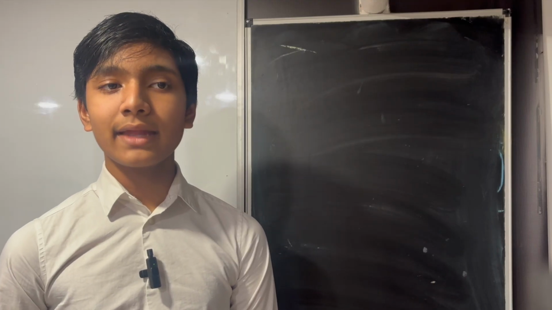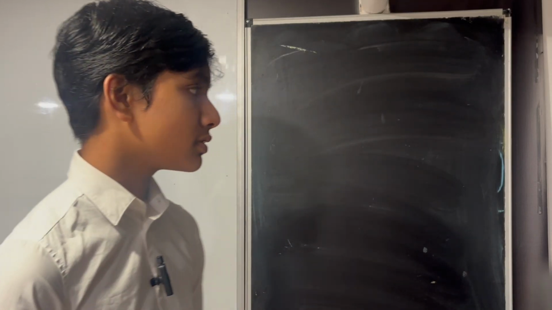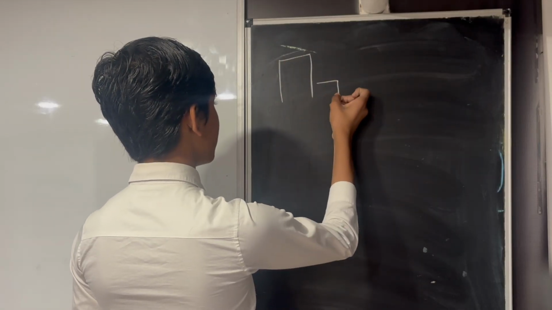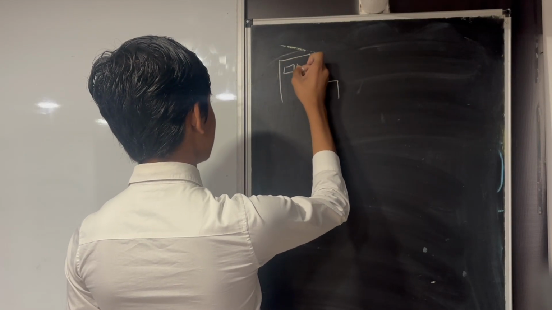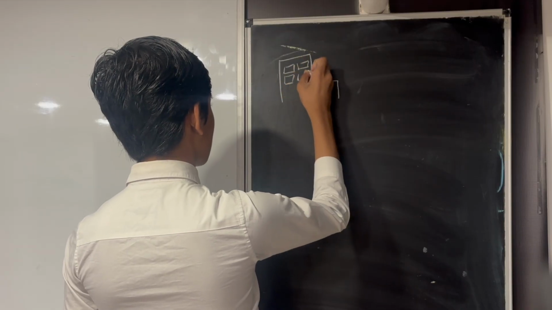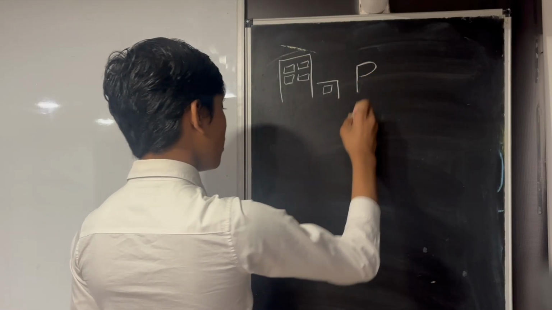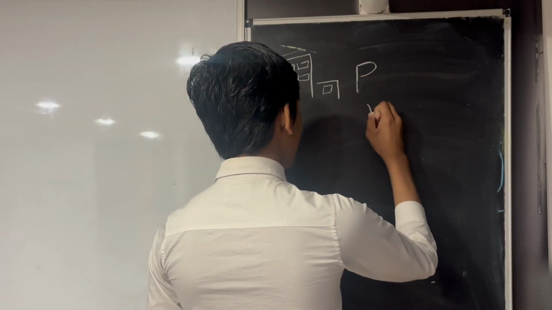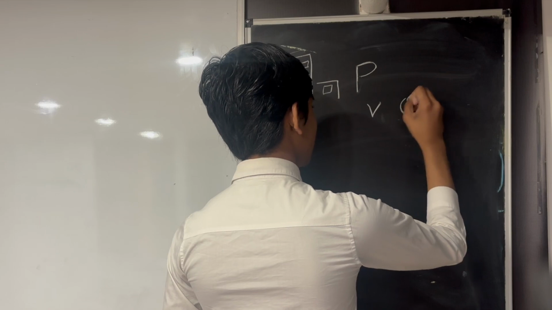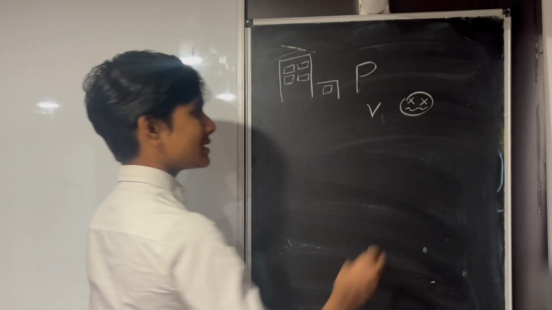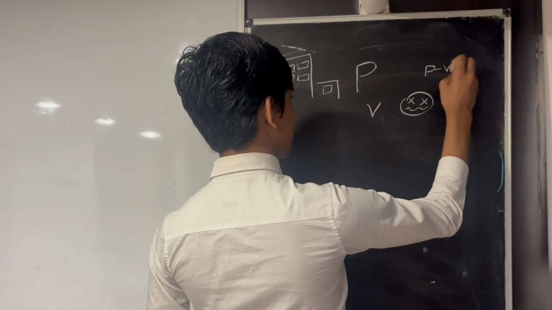Today we'll be looking at conditional probability. So what is conditional probability? Well, let's start with a classic example. Let's say there were P people in a city. Of those P, exactly V of them are infected with some virus. So that means there were exactly P minus V healthy people.